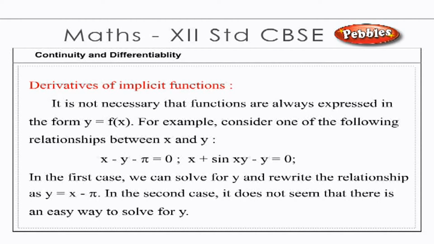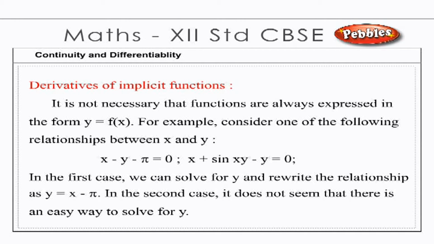Derivatives of implicit function. It is not necessary that functions are always expressed in the form y = f(x). For example, consider one of the following relationships between x and y. x - y - π = 0. x + sin(xy) - y = 0.